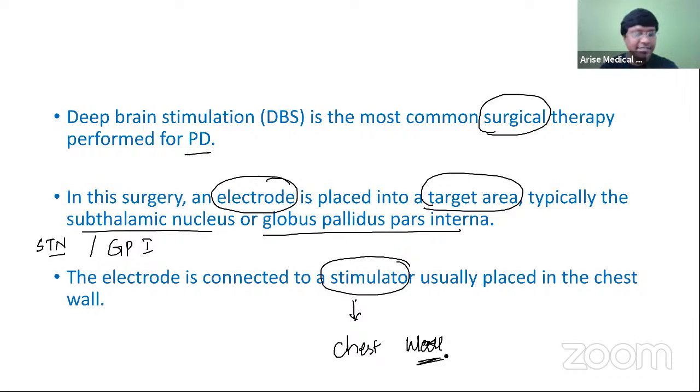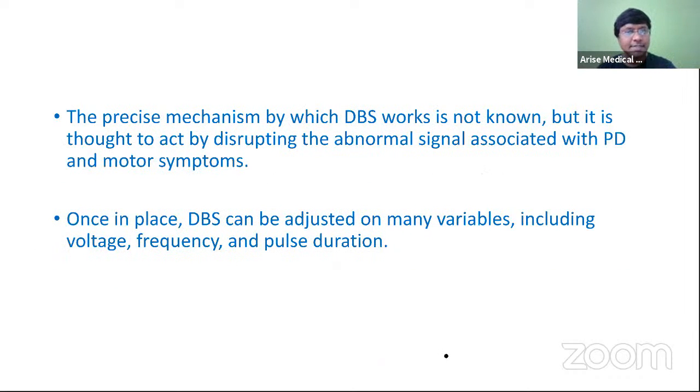This stimulator is placed in the chest wall. Now, what exactly is the mechanism by which deep brain stimulation works is not known. But what has been found is that deep brain stimulation is associated with disrupting the abnormal signals associated with Parkinson's disease and motor symptoms.